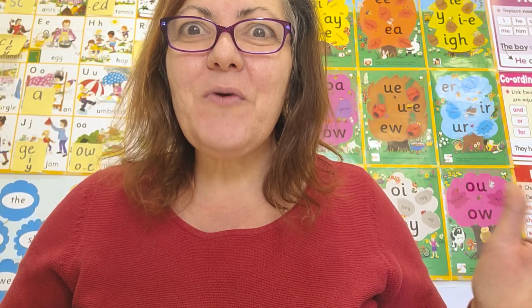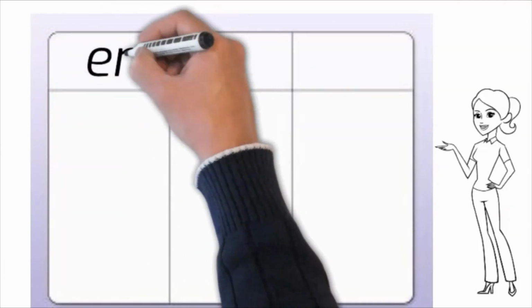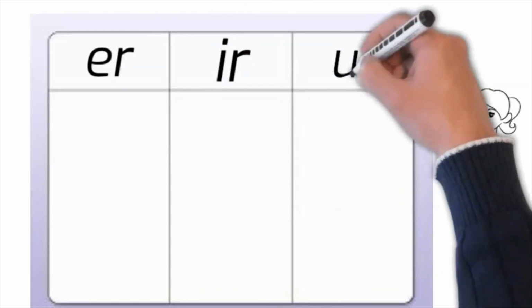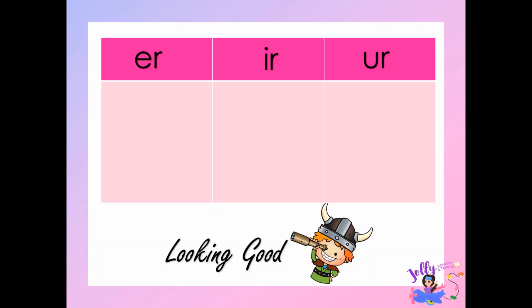We're going to do our looking good board. So grab a pencil and a piece of paper, or you might want to use a whiteboard and a whiteboard marker. And let's draw up our columns. I'm going to show you how. Don't forget, this is your board. Have you drawn this up now? Make sure that your table has got three columns. Does it have the ER at the top and the IR and the UR? We need this in order to get started.